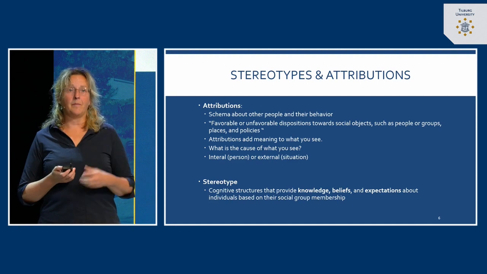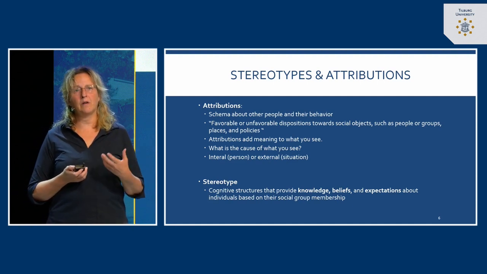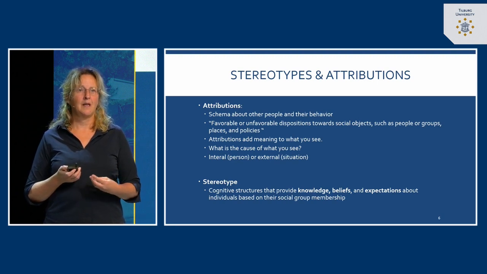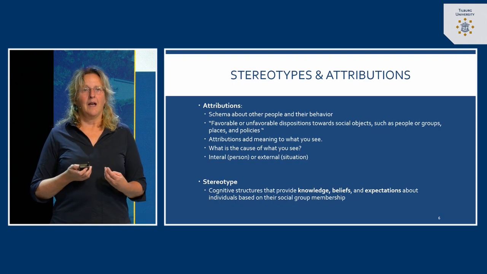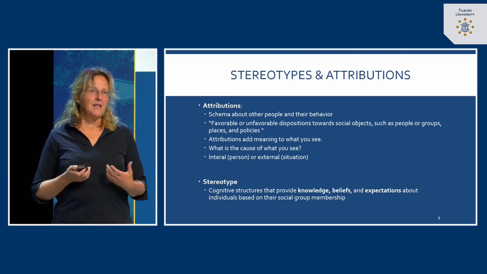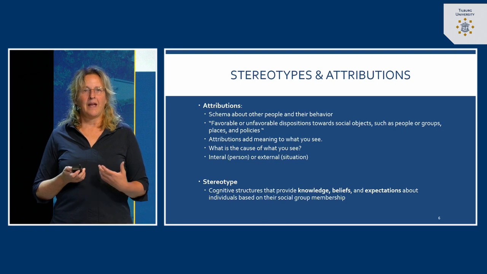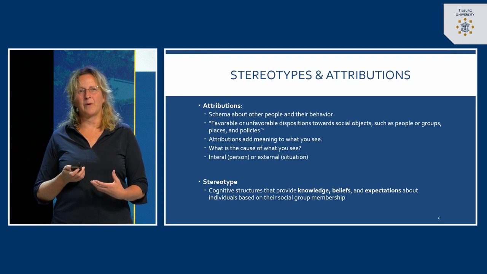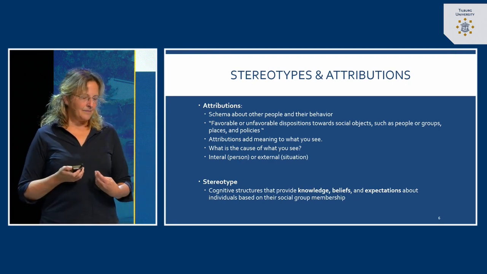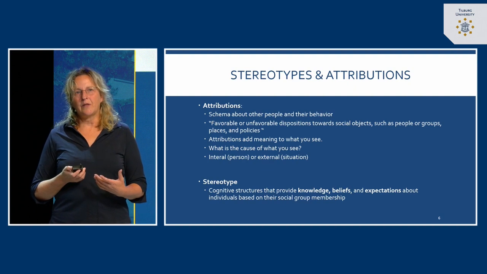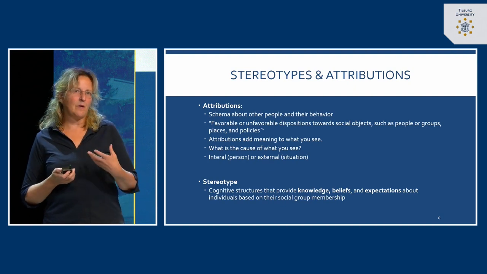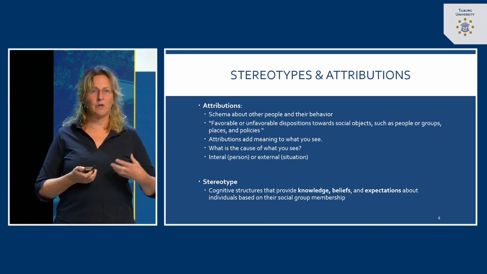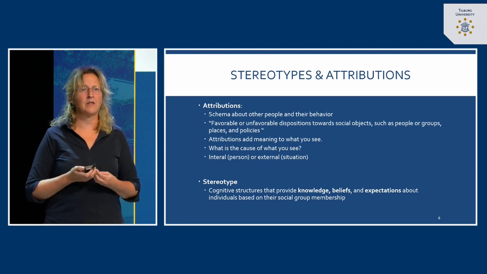It can also be positive. So these are favorable or unfavorable dispositions towards social objects, such as people or groups and places and policies. And attributions, like I said, they add meaning to what you see. They help you to understand what is happening and what the causes are for what you see. An important thing is also that you can sometimes think that people behave because they are who they are or because of the situation. So you can attribute it to a person or to their situation.